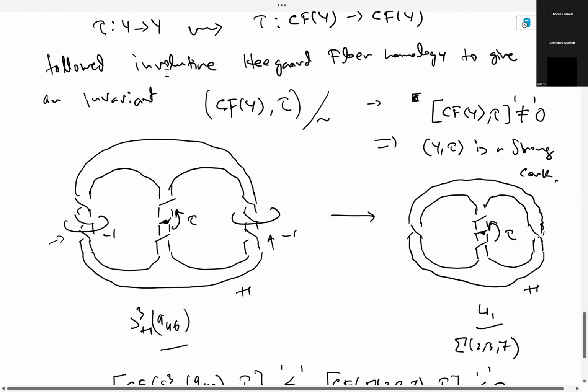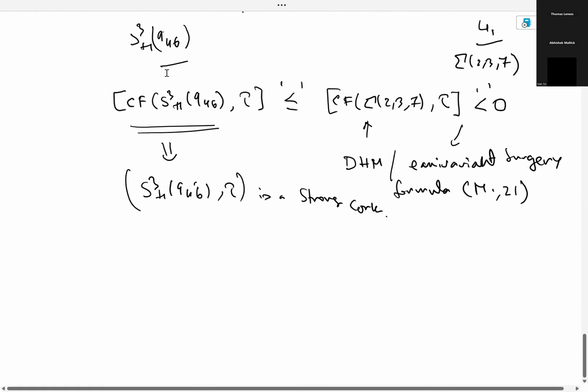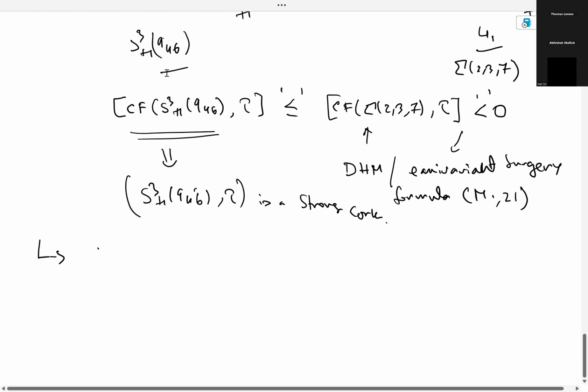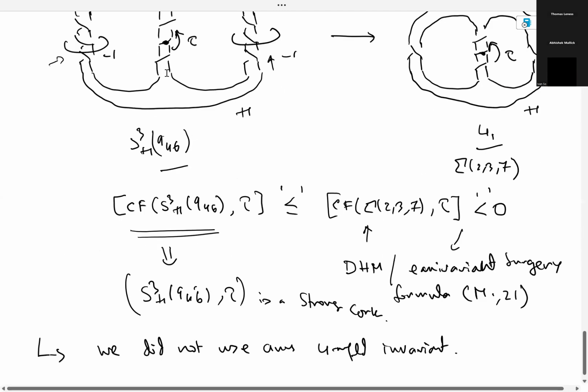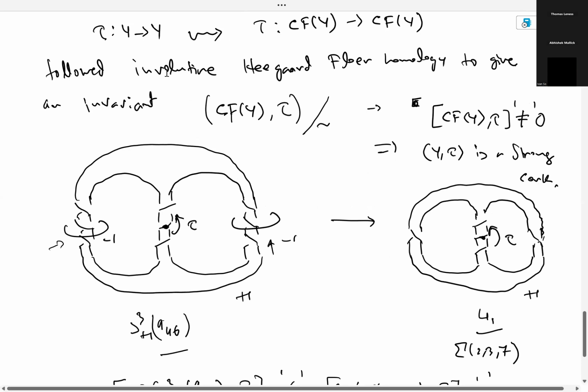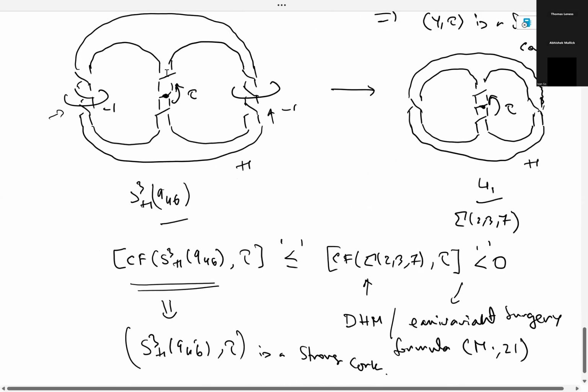Okay, so a couple of remarks: we did not use any four-manifold invariant to produce this strong cork. The only thing we used was this involutive Heegaard Floer homology package and analysis of actions of diffeomorphisms on the Floer chain complexes.